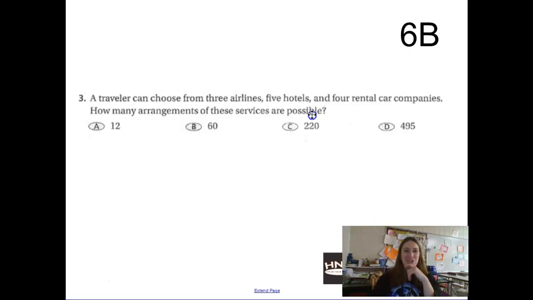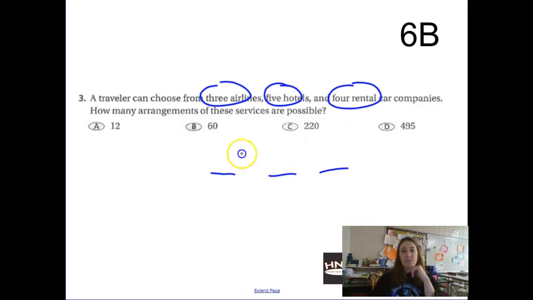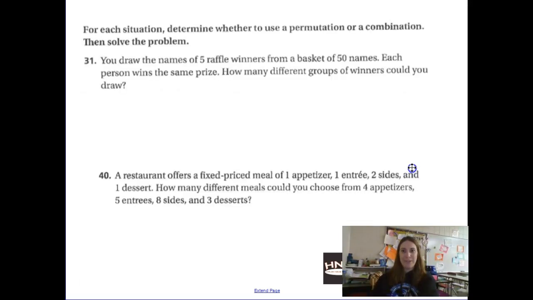A traveler can choose from 3 airlines, 5 hotels, and 4 rental car companies. So this is a perfect counting principle question because you have 3 decisions to make: 3 choices, 5 choices, and 4 choices. And we're going to multiply those together, and you get 60 different ways.